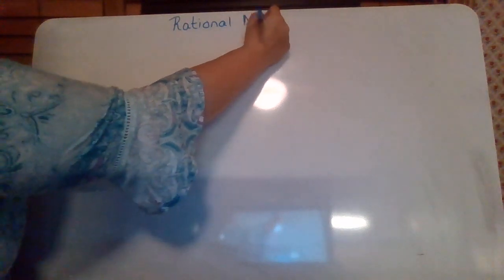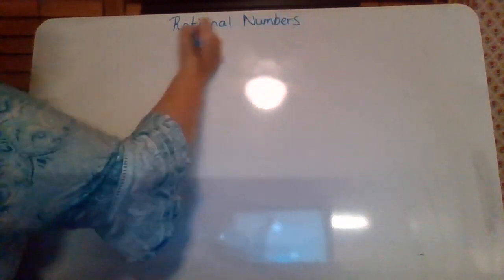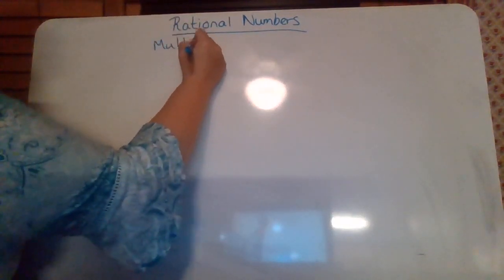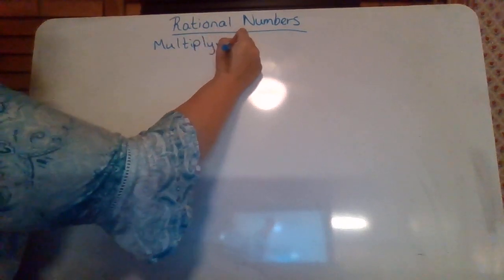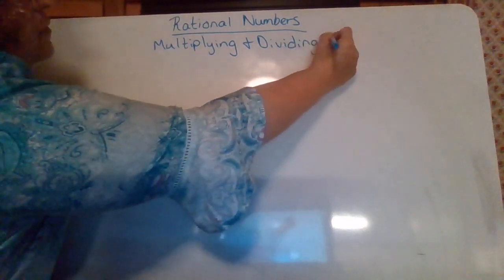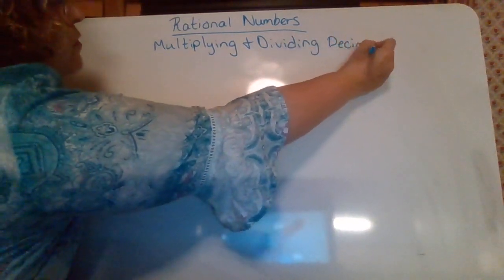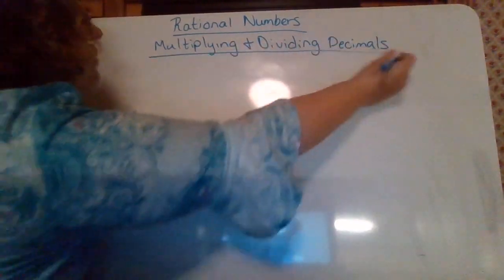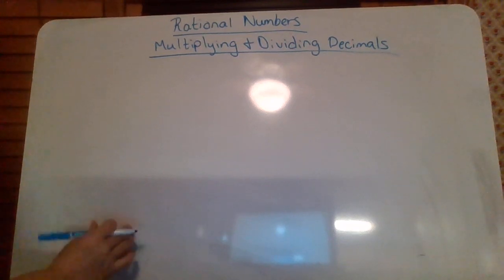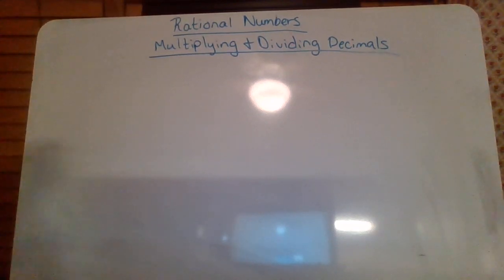All right, guys, this time we are still looking at rational numbers, but we are dealing with decimals today. And we're just multiplying and dividing decimals. We'll deal with the other part of decimals next week. All right, so when you're multiplying and dividing decimals, one thing you need to remember, we're going to start with multiplying.